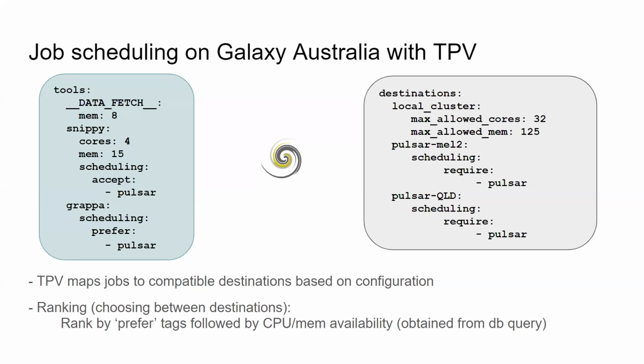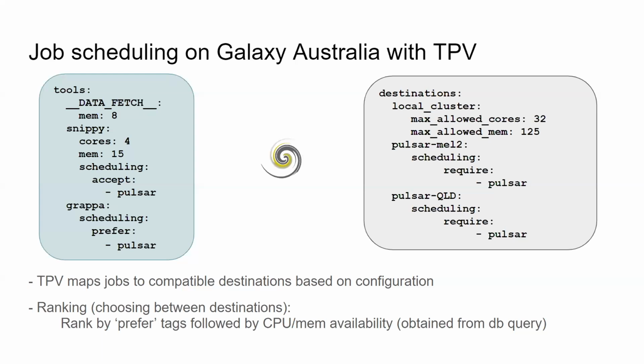And we choose between destinations if there are multiple matching destinations. We look at prefer tags. If a tool prefers a destination, that's where it'll go. Following that, we look at the availability of CPU and memory at the destinations, which we determine from a database query at the time of ranking.